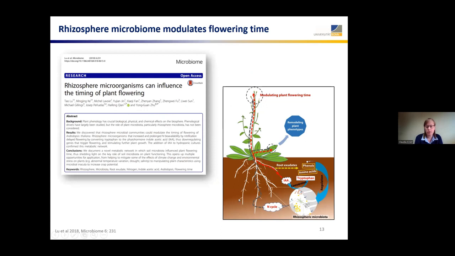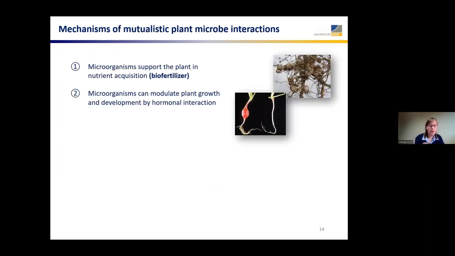The study illustrates not only the interaction of the rhizosphere microbiota via auxin production, but also, in this schematic view, that this function is in turn affected or controlled to some extent by the root exudates the plant is releasing into the rhizosphere, and the whole process is furthermore modulated by the nutrient availability in the rhizosphere. So this illustrates that these interactions between microbes and plants can be quite complex and really difficult to understand and to unravel. But we can conclude from what I said that microorganisms have the potential to modulate plant growth and development by hormonal interaction. So that's a second mechanism.